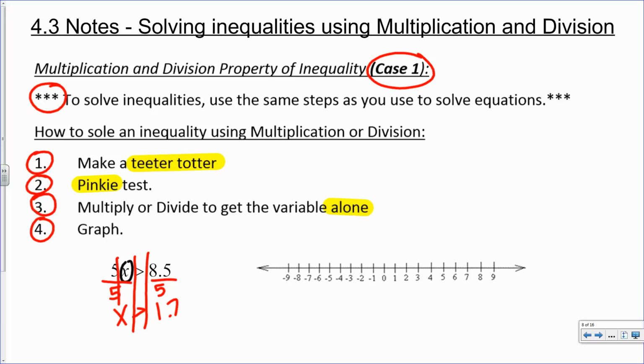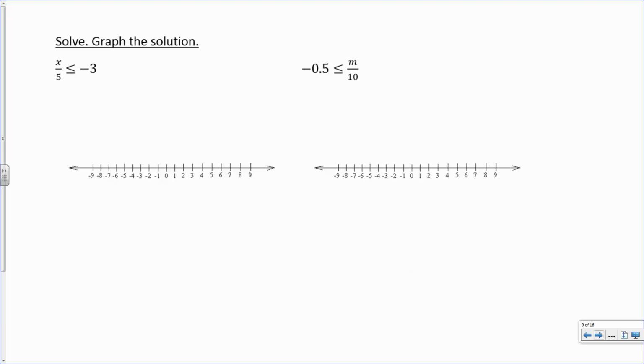So now I need to go on my graph to 1.7, which is very close to 2. I'm going to have an open circle there, and it's greater than, which means I shade everything to the right. Those are your steps in case 1 of solving inequalities. So go ahead and work these two out, and then turn it back on and check your work.